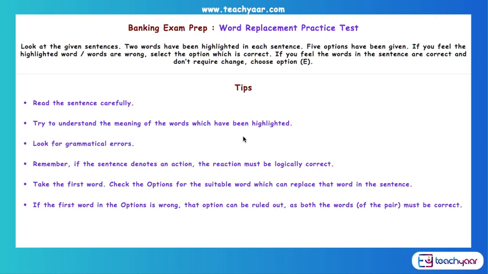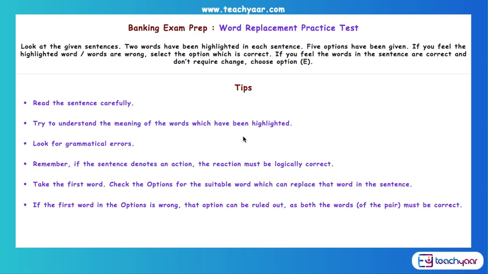Now, I'm just giving you a few tips. How do you attempt these types of questions? First of all, you must read the sentence carefully, quickly, but carefully. Try to understand the meaning of the words which have been highlighted. Highlighted means they might be in bold, underlined, or within quotes. Look for grammatical errors. Sometimes the adverb may be wrong or the tense is wrong. The minute you read the sentence, you will be able to find out that there's a mistake here.